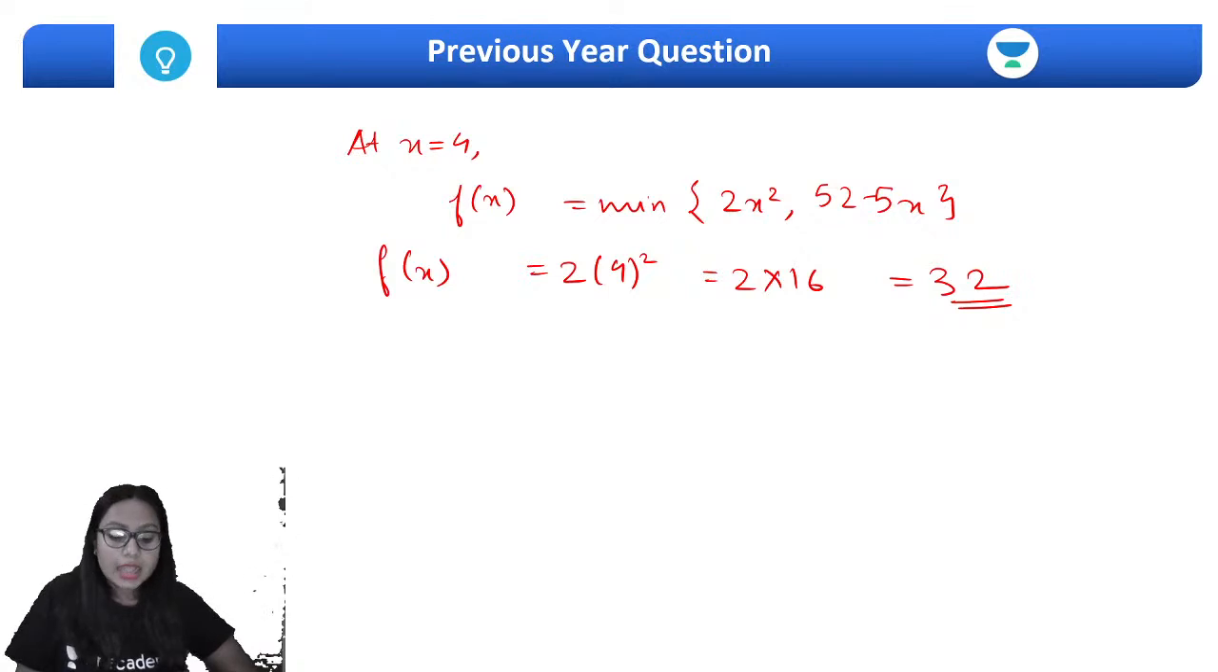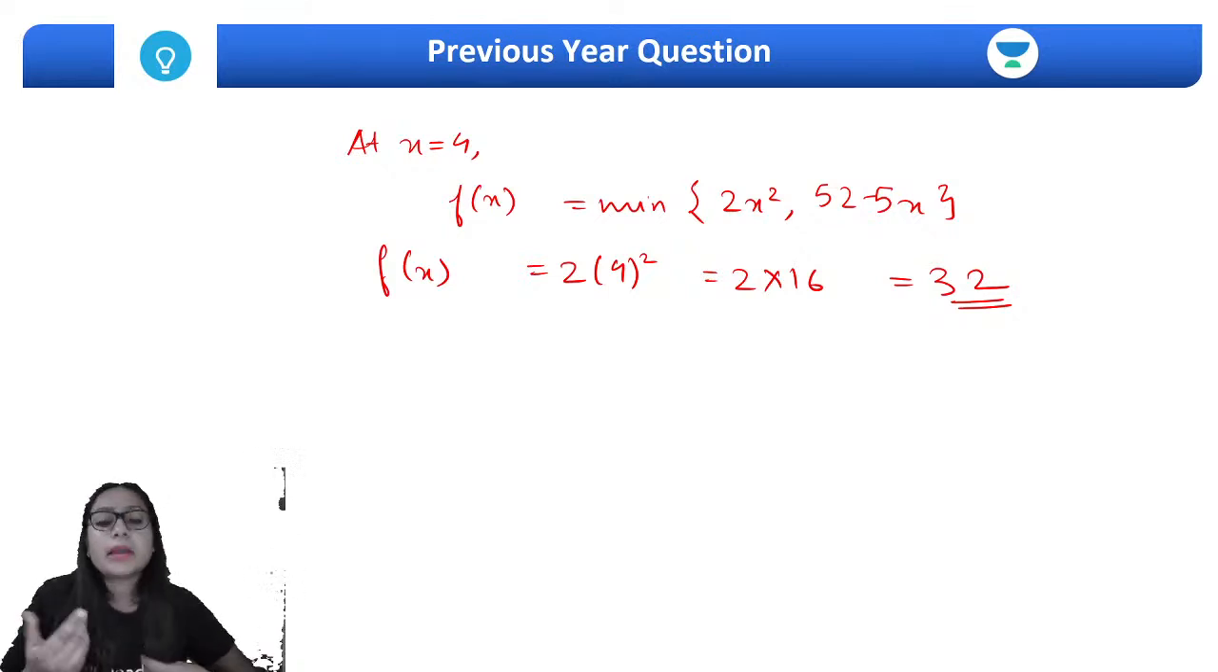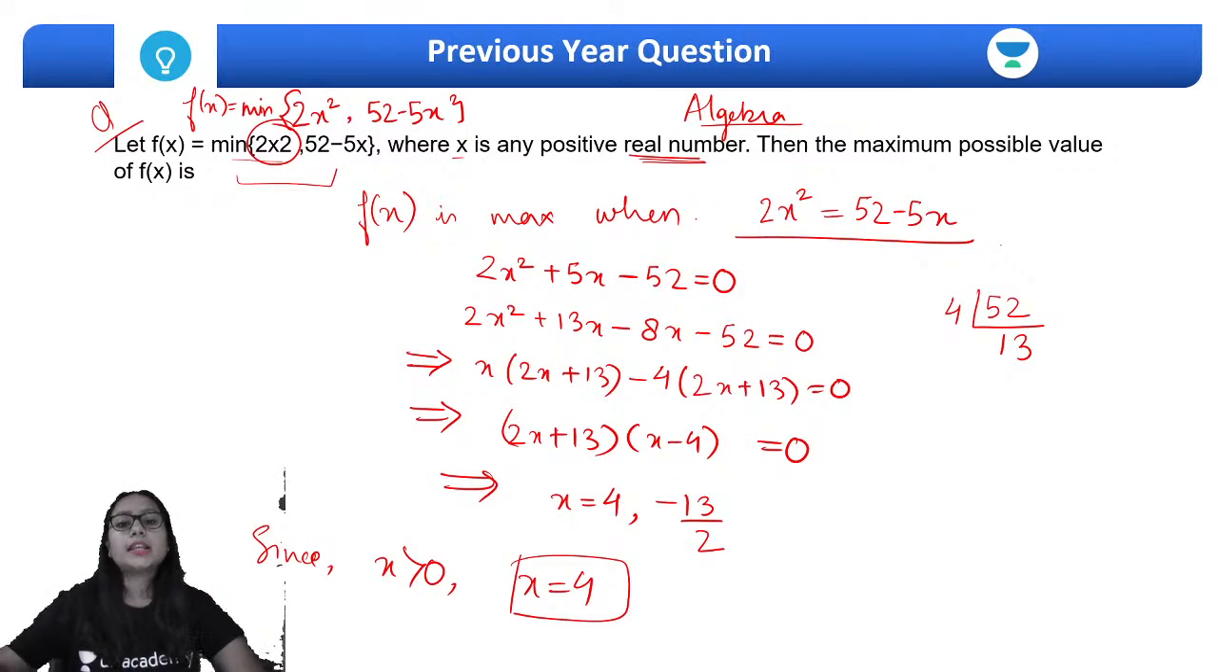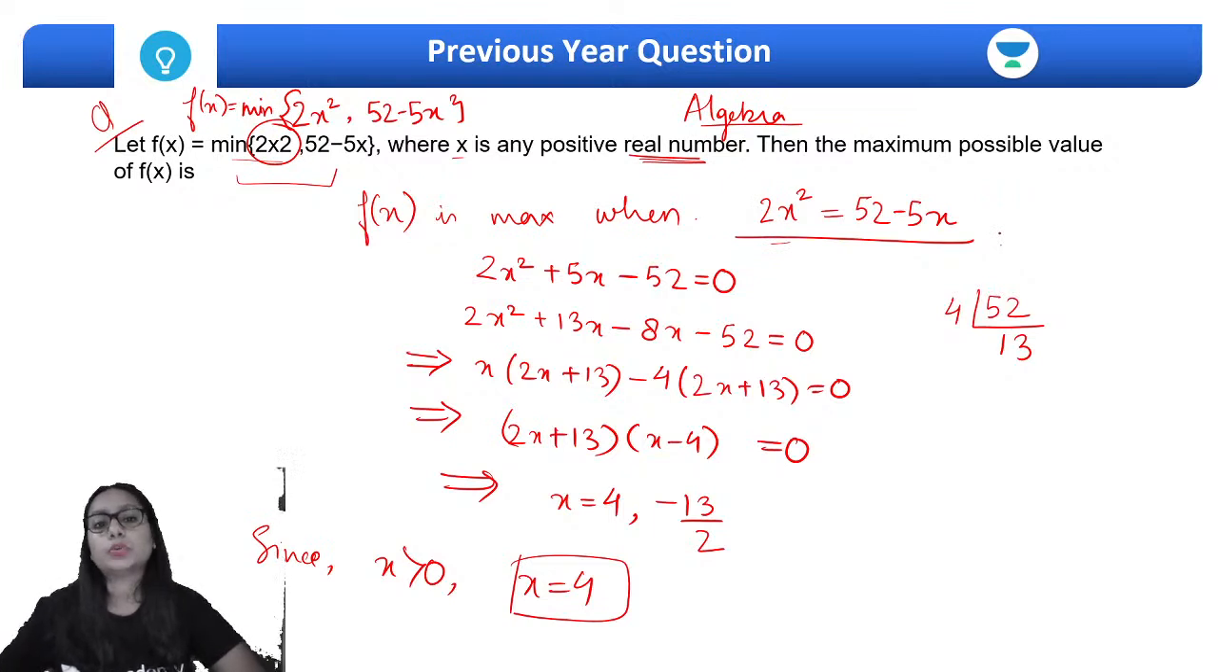See, the answer that you got, maybe by trial and error, was 32. That answer was correct, but this is just by coincidence in this question. It is possible that the answer might not be 32 if you apply trial and error for some other question. So this approach is correct. The value of the function would be maximum when these two quantities are equal to each other. All right, I hope this question is clear now.